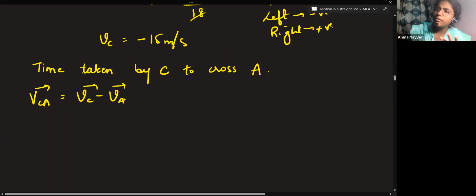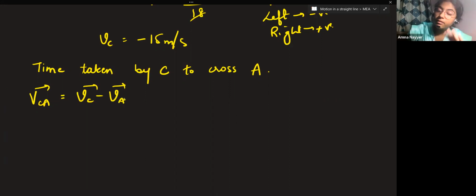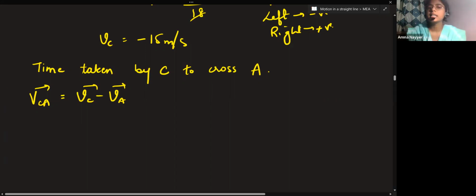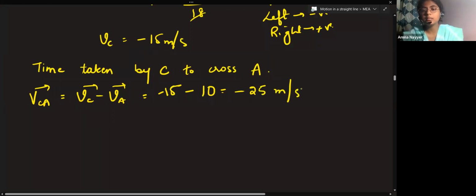See, relative velocities in 1D, it's very easy. When you step up to relative velocity in 2D, there you have certain formulas and certain conditions. This is very easy. VCA will be VC minus VA. Whatever sign convention you have chosen, put it accordingly. VC was what? VC was minus 15. Then this minus sign, and VA was what? VA was plus 10. So this becomes minus 10, so this will be minus 25 meter per second.